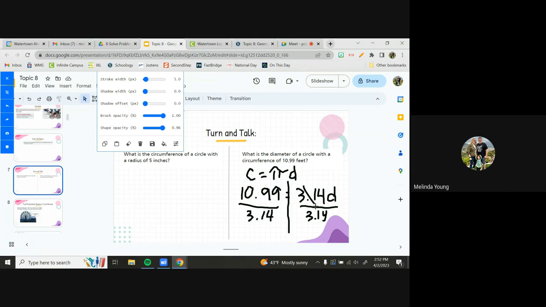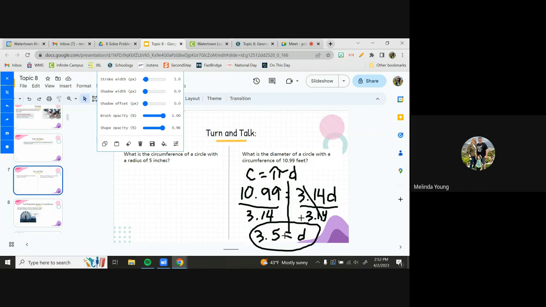That cancels out. So then my diameter is going to equal 10.99 divided by 3.14, which is 3.5. So my diameter here is 3.5 feet, because that's what the circumference was in.